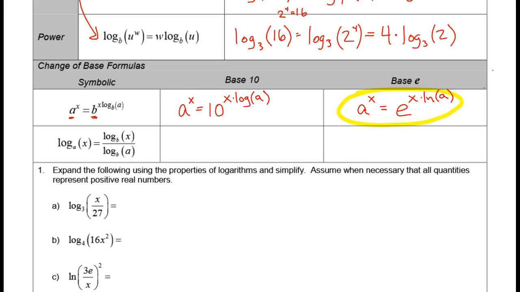How can you change base if you want to change from base a to base b? Well, let's look here at an example involving base 10. If I have the log base a of x and I want to change that to base 10, that's the log of x, log base 10 of x, divided by the log base 10 of a.